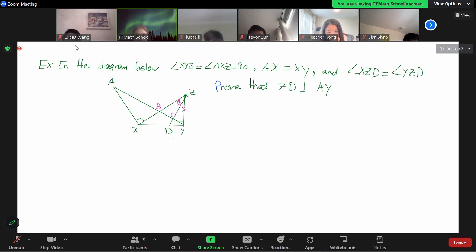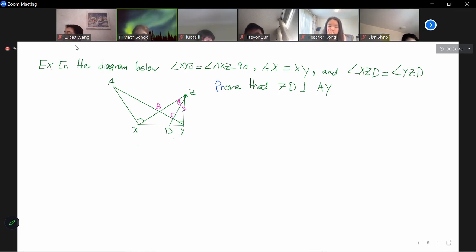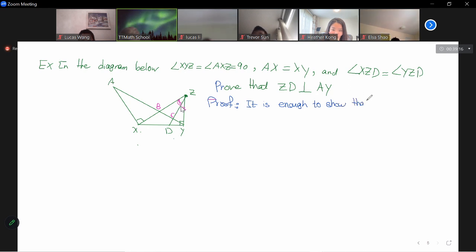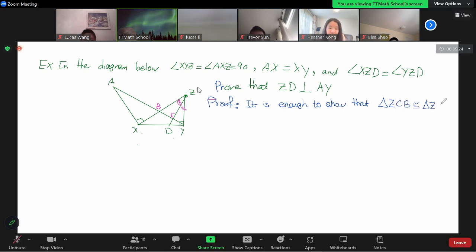Okay, so anyone got the answer? Okay. So again, we have to do it together. Let's do it. So I call this A. I'm going to write down something and you tell me why that's the case, okay? So proof. To prove that ZD is perpendicular to AY, it is enough to show that triangle ZCB is congruent to triangle ZCY. Can anyone tell me why that's enough?